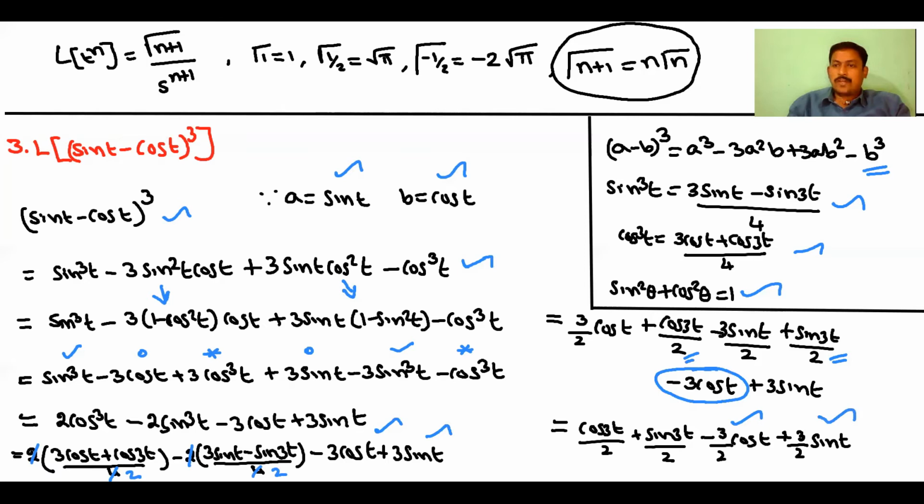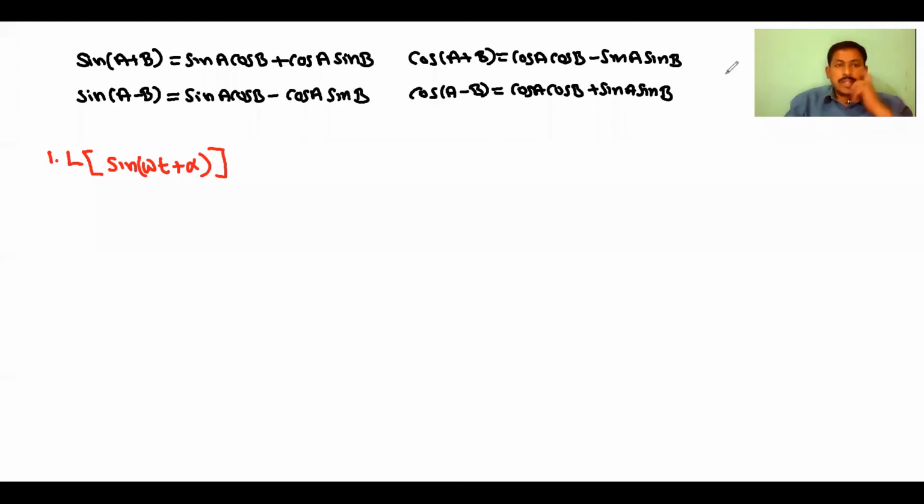For this, if you take the Laplace transformation, you will get the required answer. The next problem is based on sine of a plus b formulas. We can write sine of omega t plus alpha as sine of a plus b, where a value is omega t, b value is alpha.